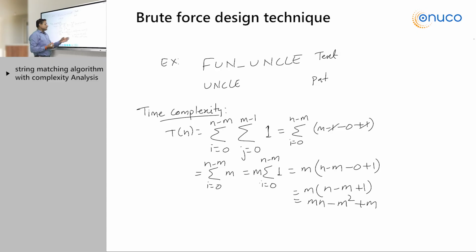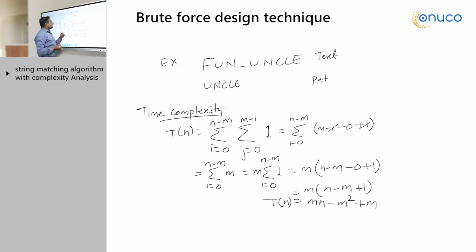Look, this is very important. Once a person says that this is the time complexity, T of n is equal to mn minus m square plus m, now which is greater? Whether mn is greater or m square is greater? People used to say that m square is greater because it is quadratic. No.